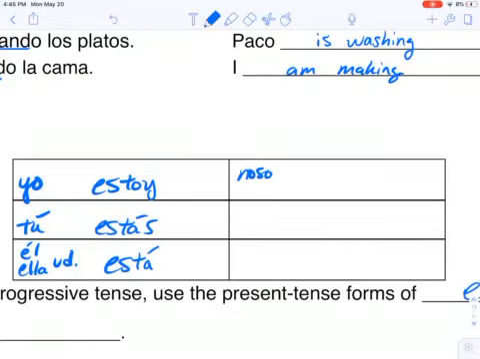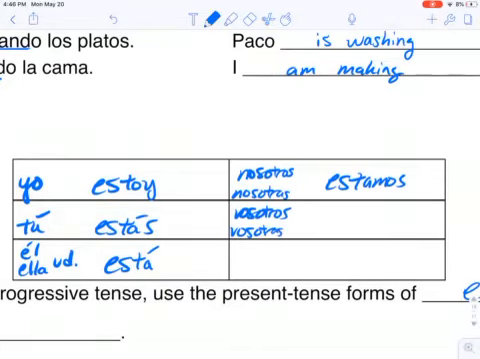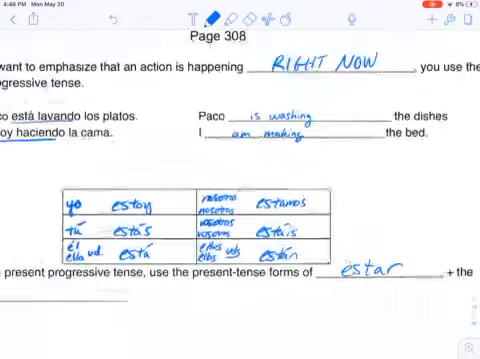For the subjects nosotros y nosotras, we, the form is estamos. For the subjects vosotros y vosotras, your conjugation is estáis. And then for your subjects ellos, ellas, y ustedes, they, and you guys, or you plural, your conjugation is están.